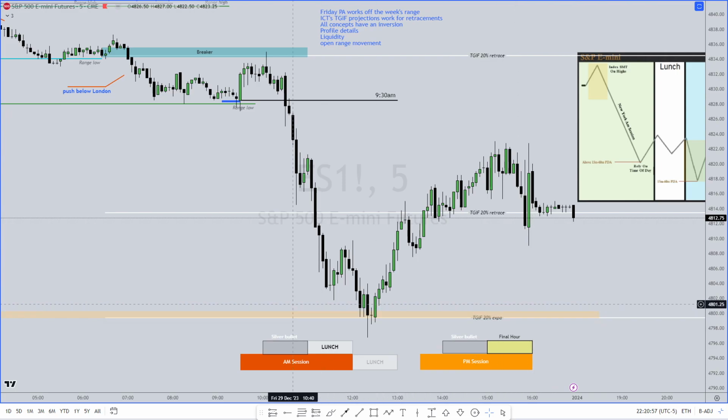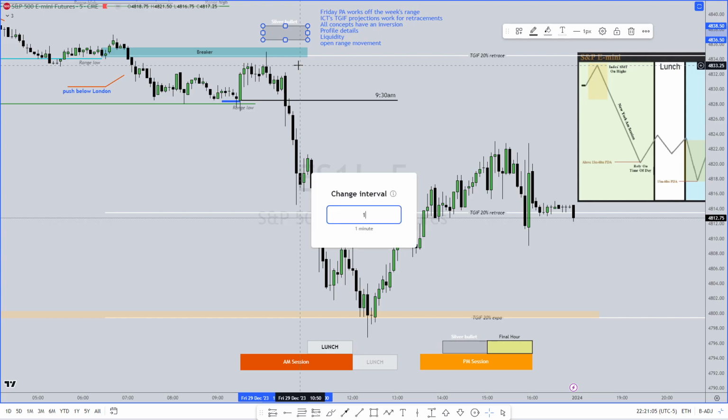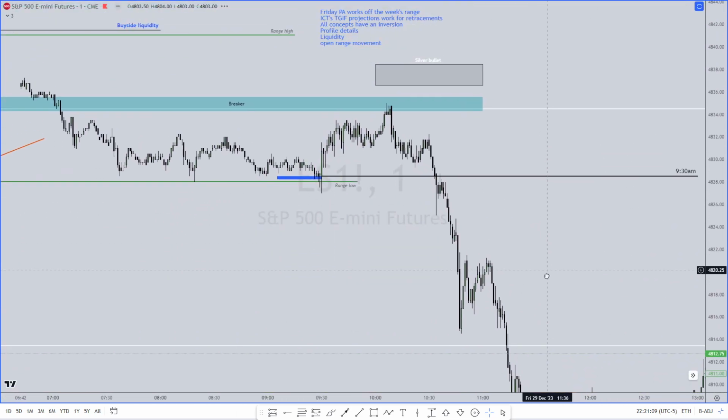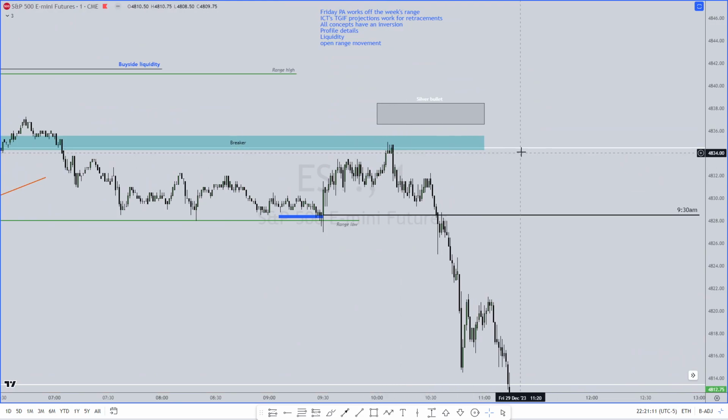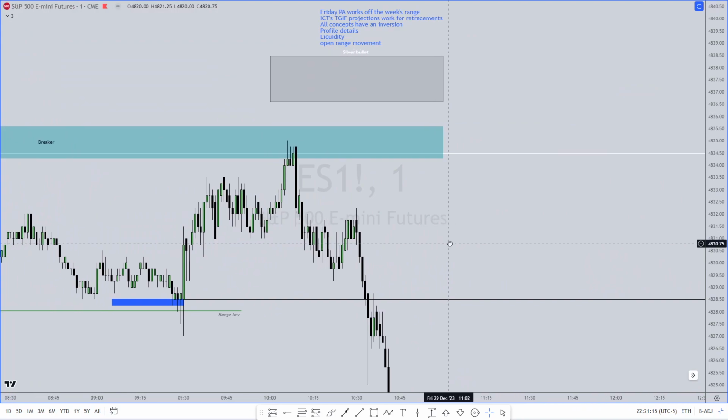We've got our silver bullet timings, and we're going to dig into the first silver bullet window on the 1 minute. So here we go. Price runs up. We are anticipating this breaker, this TGIF retrace to hold price. We get that movement here. That's a perfect touch right in, and the immediate rejection down.